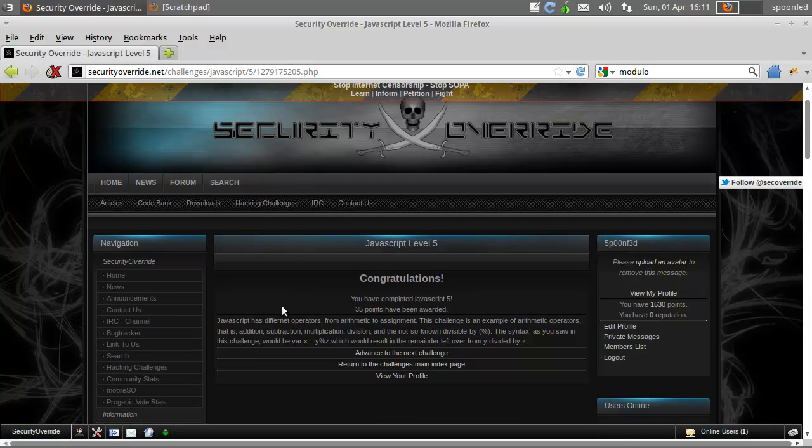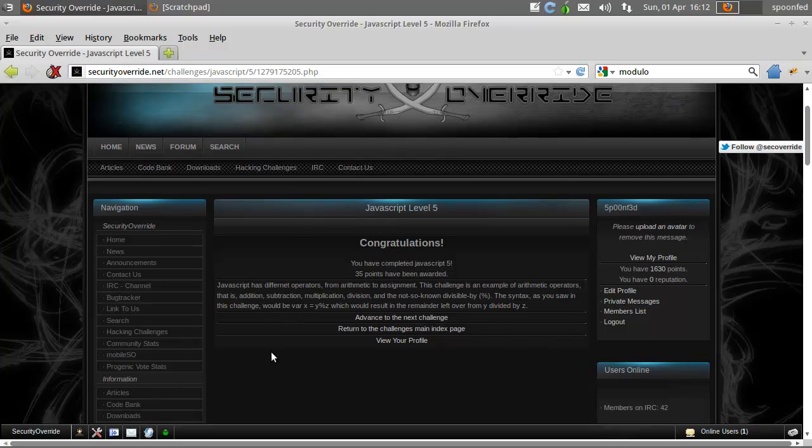And there it is. So here we have the not so known divisible by. That one is modulo. So that's it for JavaScript number 5.